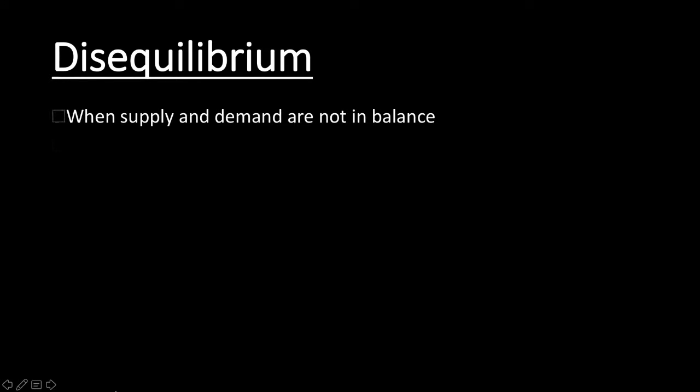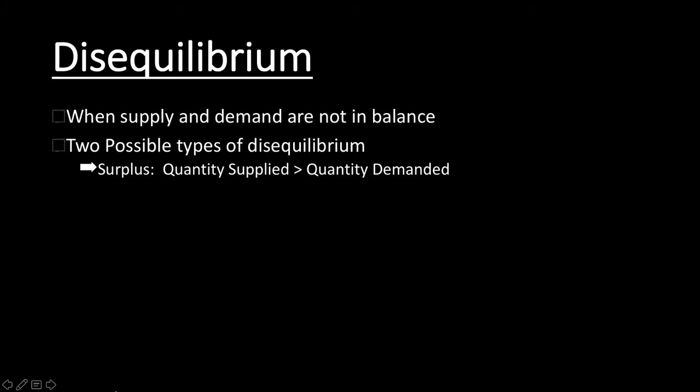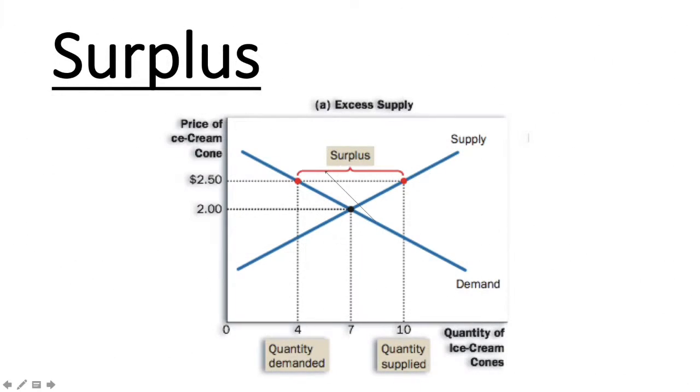Now, disequilibrium occurs when quantity supplied and quantity demanded are not in balance with one another. There's two possible types of disequilibrium. There's a surplus, which is when quantity supplied exceeds quantity demanded, or a shortage, when quantity demanded exceeds quantity supplied. So surpluses occur when the price is too high.